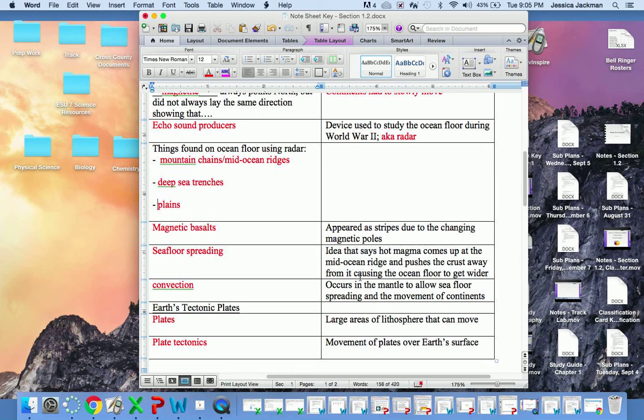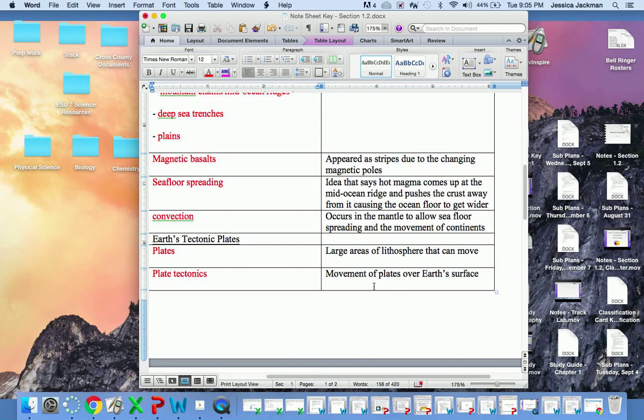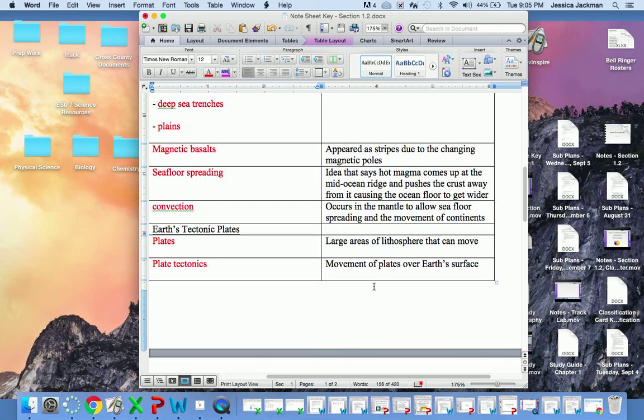Seafloor spreading is the idea that says hot magma comes up at the mid-ocean ridge and pushes the crust away from it, causing the ocean floor to get wider. Convection, you're going to want to put a star next to that because it's in your other notes as well. Convection is what's occurring in the mantle to allow seafloor spreading, and this is what is actually the movement of continents. This was the mechanism that Alfred Wegener was searching for, was convection. He just didn't have any proof that this was happening.